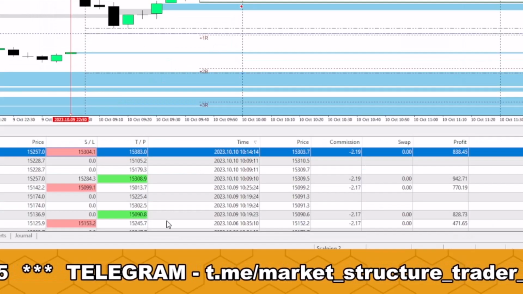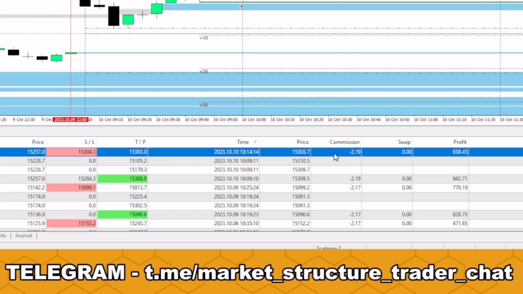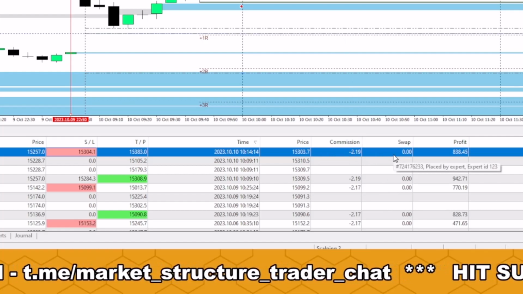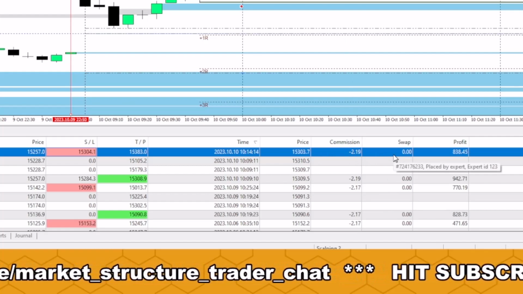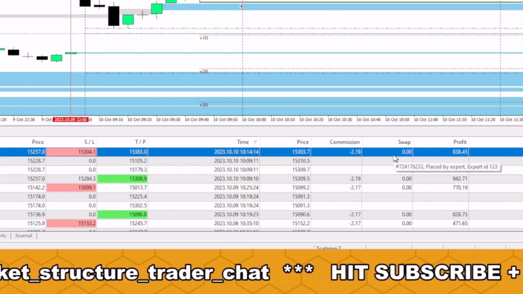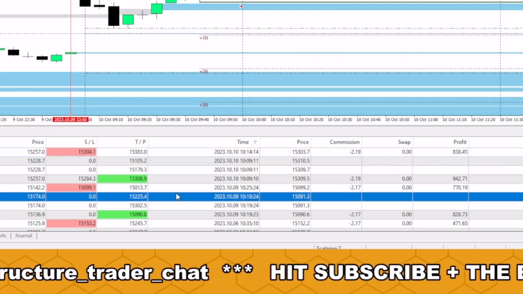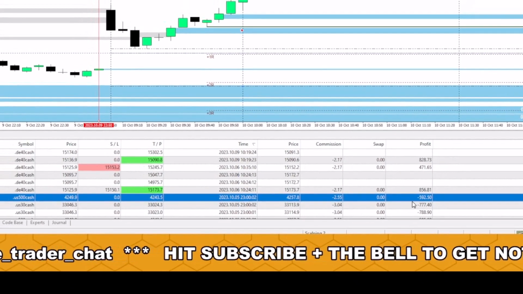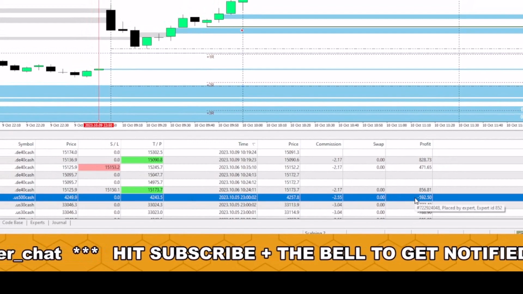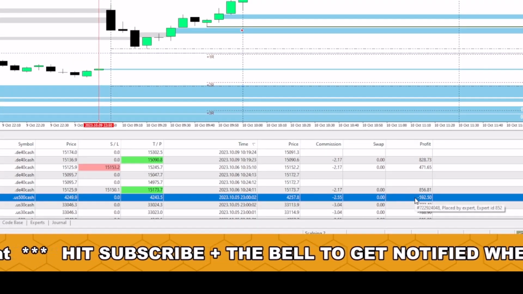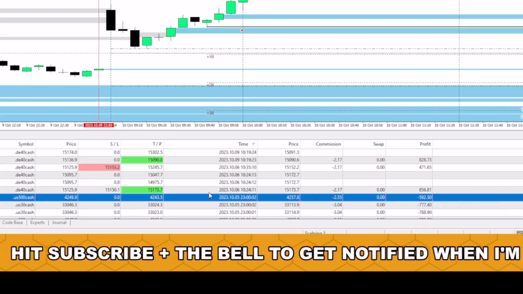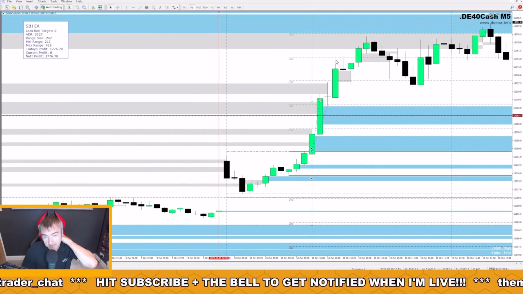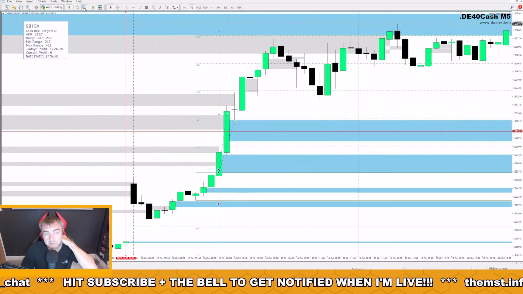If I open my history and hover over these orders, maybe you'll not be able to see it, it's very small, but it says placed by expert ID 123. If I scroll back and find a trade on the S&P 500 and hover over that one, you'll see it says placed by expert ID 852. So every single instrument that you place an EA on has to have a unique magic number, so the EA knows which trades it should be managing.